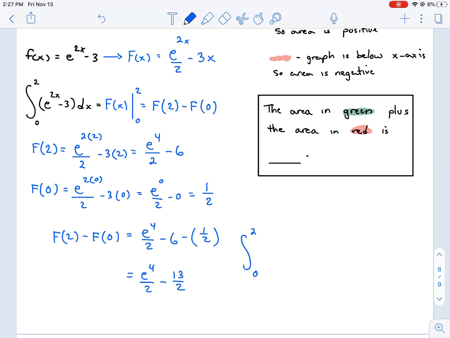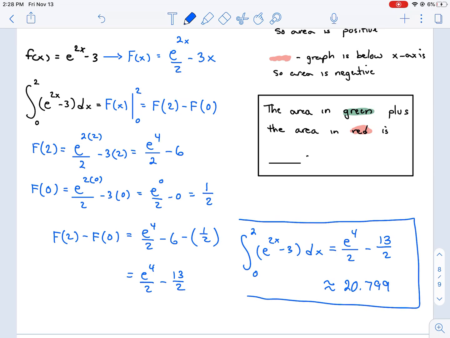And so the definite integral is equal to e to the 4th divided by 2 minus 13/2. Just going to rewrite that a little bit, make it look a little neater. And then you can use a calculator to give an approximate decimal value, so that's 20.799.